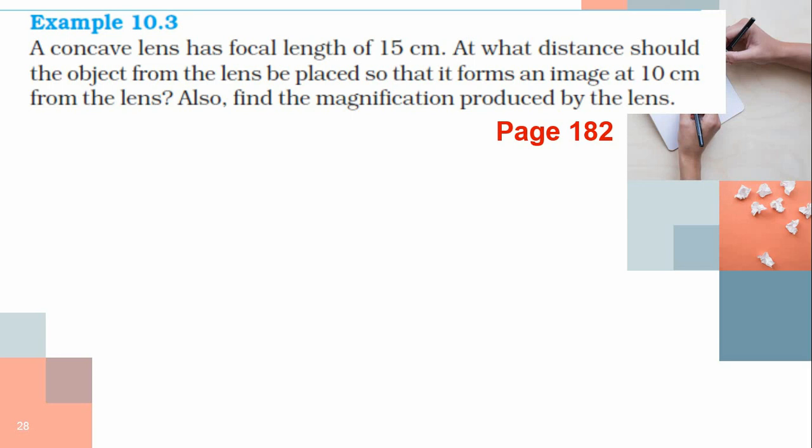From this problem, it is based on concave lens. This problem is on page number 182. A concave lens has a focal length of 15 centimeter. At what distance should the object from the lens be placed so that it forms an image at 10 centimeter from the lens? Also, find the magnification produced by the lens.